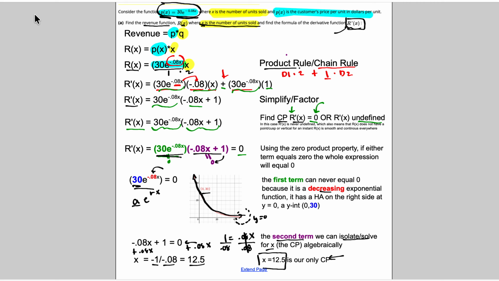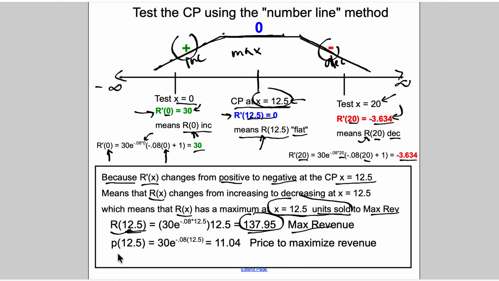Now, because I was also given a function for price, P of X right here, I can also find what price I would be selling these things at. So if I put 12.5 units, that's my X equals 12.5, into my price function, I know that the price that will maximize revenue is $11.04.